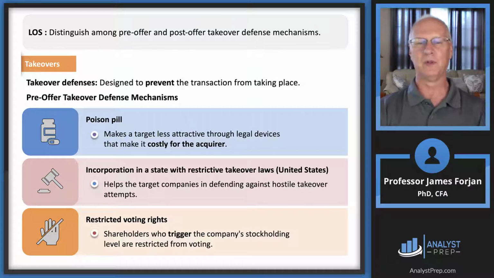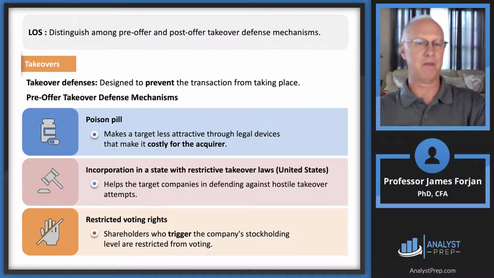So these poison pills, they have never been executed because they're poisonous. Nobody in their right mind would want their stock price to go from $100 down to 50 cents. But what this does is it prevents a takeover. In fact, going back to my AMP Incorporated, AMP had a poison pill.